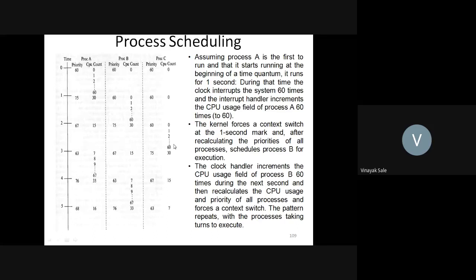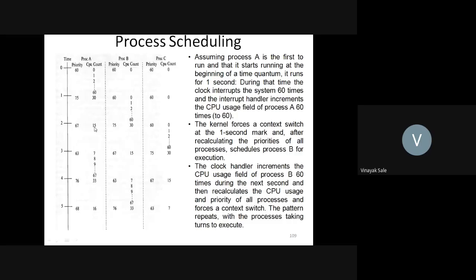Then after executing process C, it divides by 2, and it becomes 37. So from 60 to execution, it becomes 67, and so on. The pattern repeats with the processes taking turns to execute.